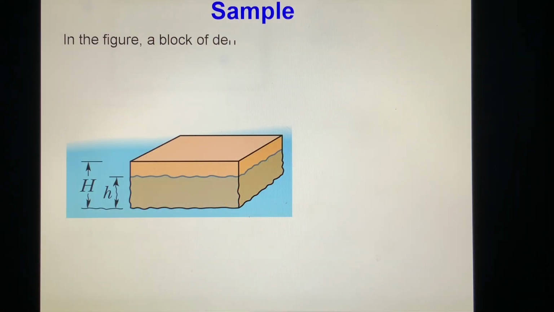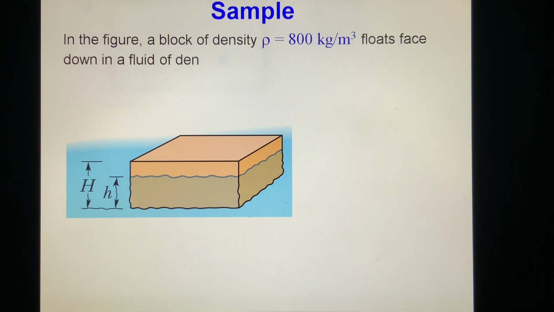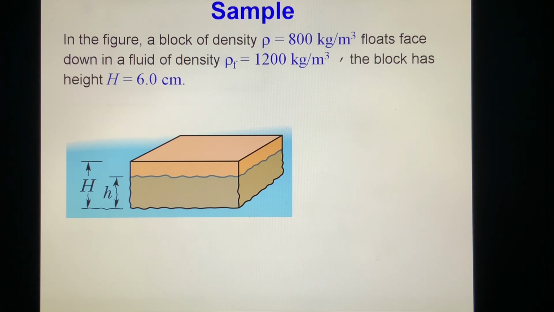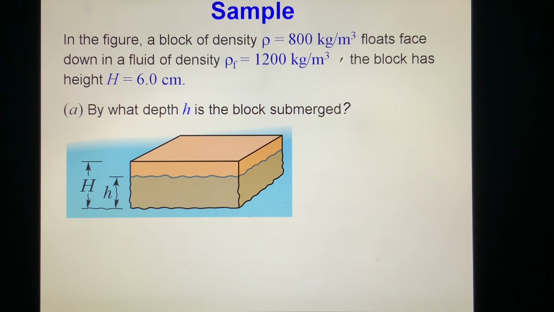In the figure, a block of density rho equals 800 kilograms per cubic meter floats face down in a fluid of density rho_F equals 1200 kilograms per cubic meter. The block has height H equals 6.0 centimeters. Question A: by what depth h is the block submerged?